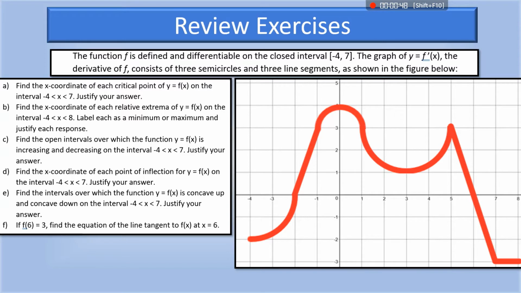Oliver, can you give me the x-coordinate of the critical points that are on the interval, and then justify your answer? X equals 0 because the slope is 0 and it's changing slope. Okay, does a critical point have to change slope or not? No. Okay, so just derivative is 0 is fine.